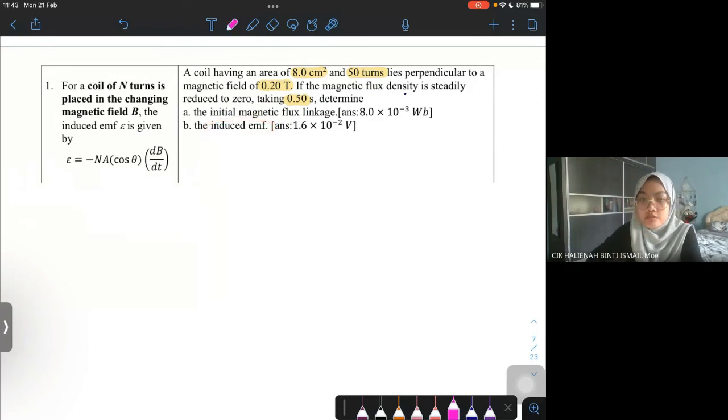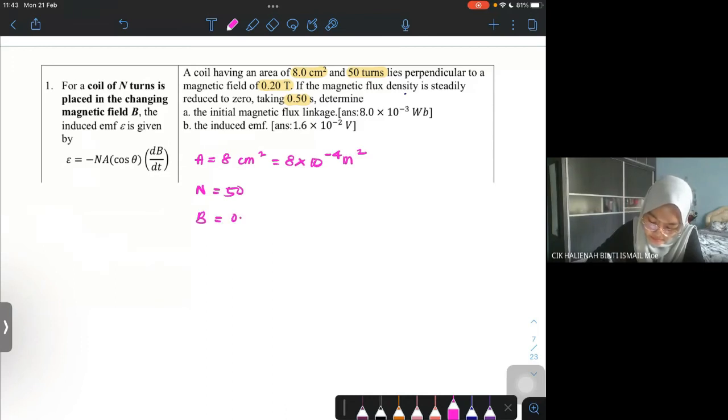Okay, first thing we need to do, let's list out the information. So we have the area here in centimeter square, then convert to meter. Then we have the number of turns, 50. And then the magnetic field, or magnetic flux density, reduced to 0. So initially it is 0.2 Tesla and then it will be reduced to 0 Tesla. And then it will reduce in 5 seconds.